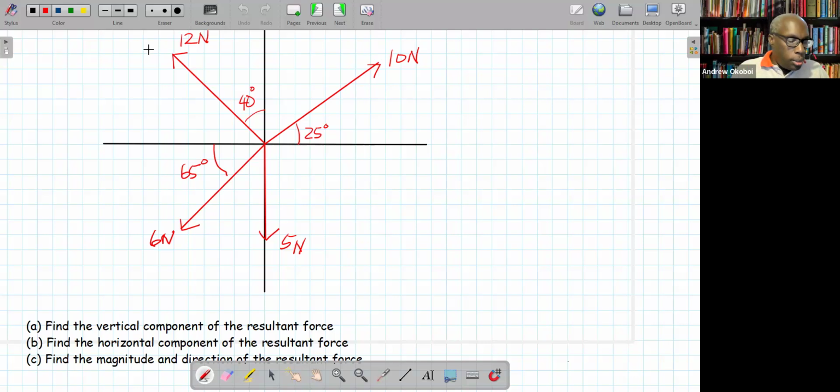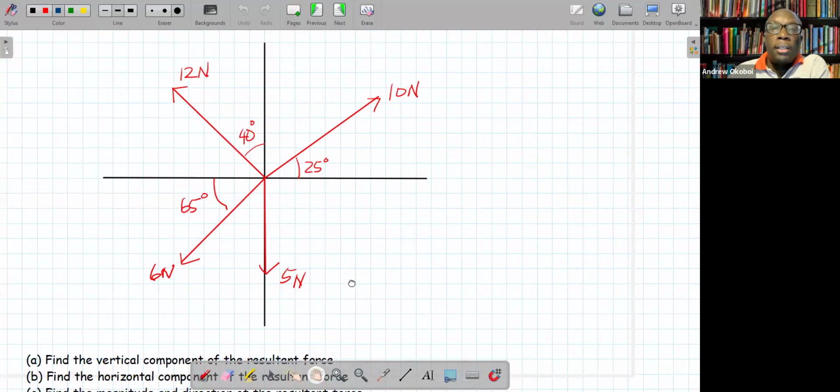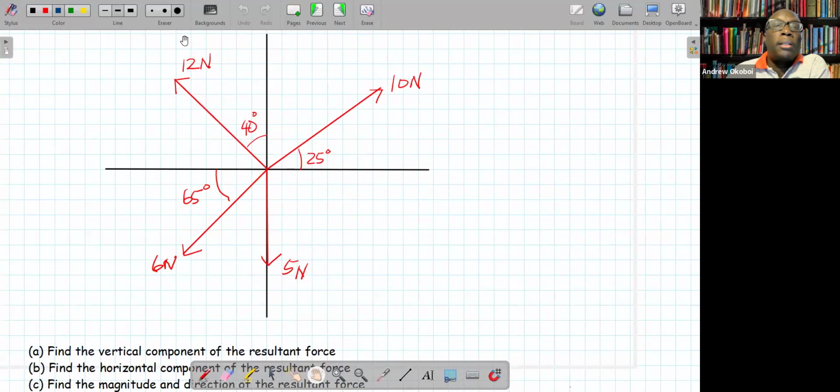Give me a second here. Right, okay, so I'll get started here. Yes, I'm choosing a blue pen here. So what we're going to do here is first resolve our forces. I need to let some people in, so.